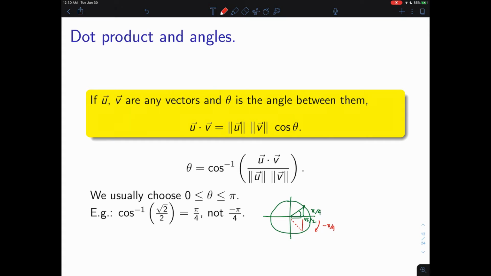We saw before how you could use dot product to talk about the magnitude of a vector. The magnitude of a vector you get by dotting the vector with itself and then taking square root. So we got magnitudes, and now here we got angles.